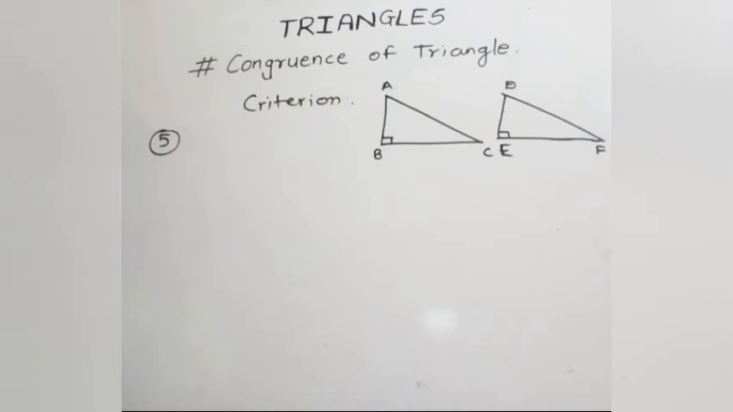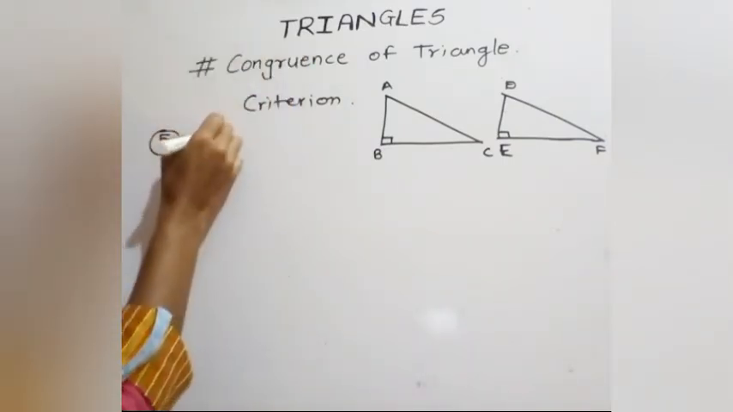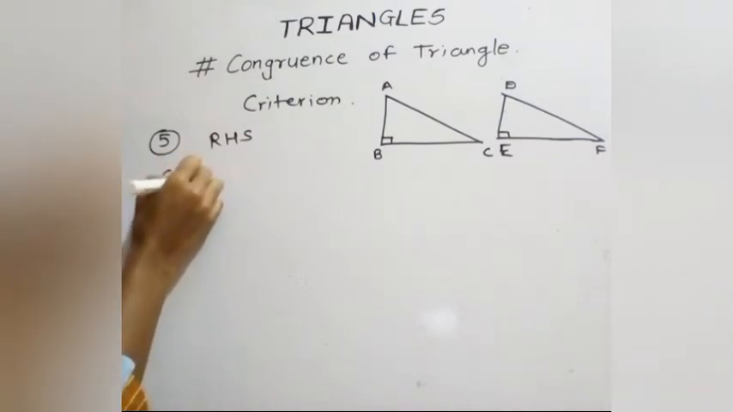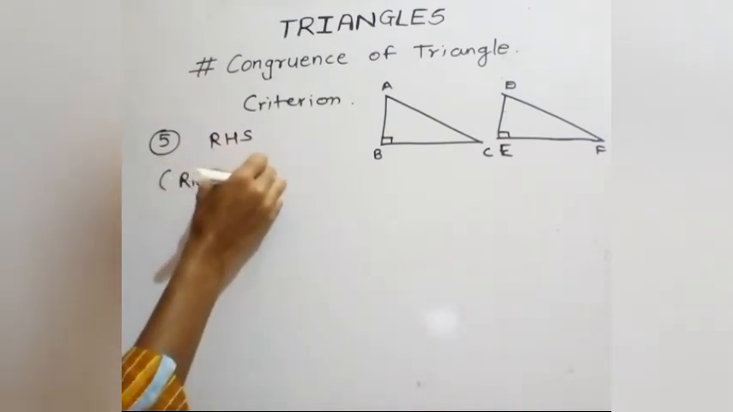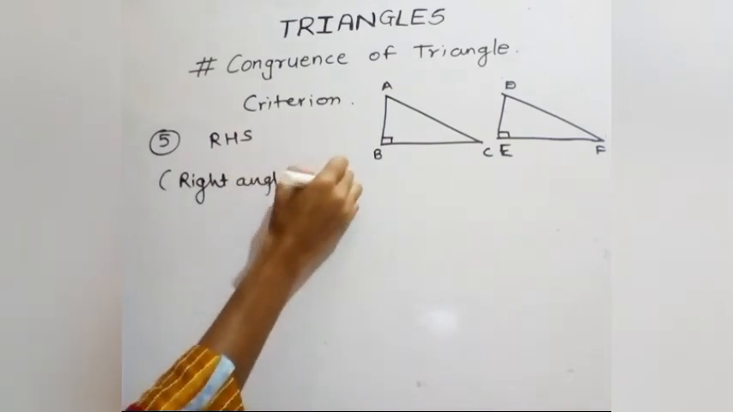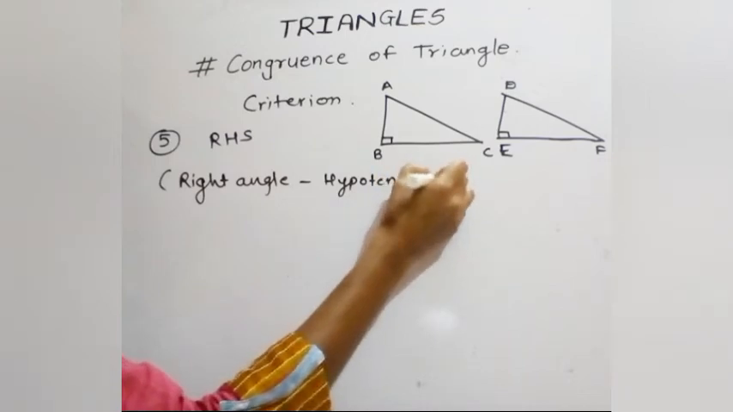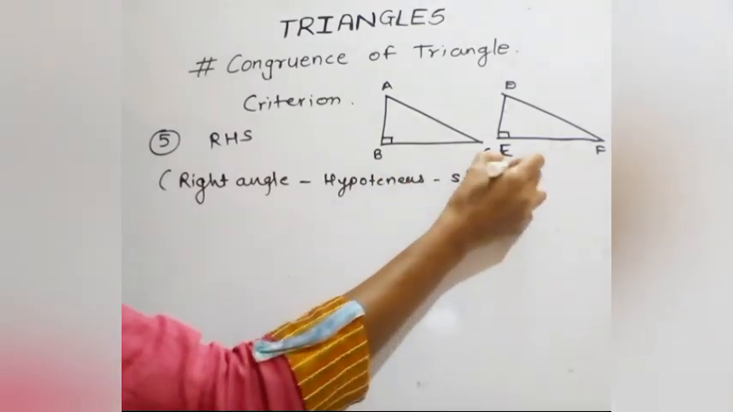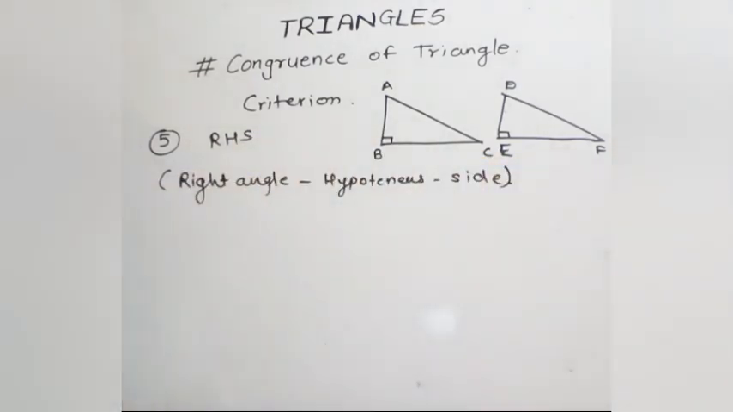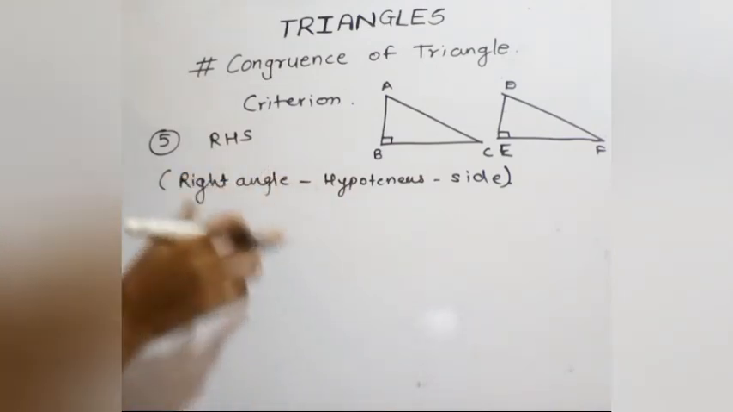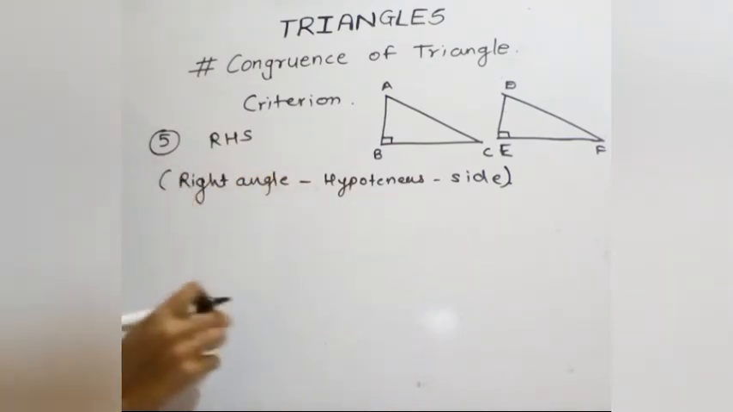Fifth criteria of congruence of triangle is RHS. RHS stands for right angle, hypotenuse, side of triangle. This criteria of congruence of triangle is for right triangles. The fourth criteria we saw is for any type of triangle, but this particular criteria is for a right triangle only.